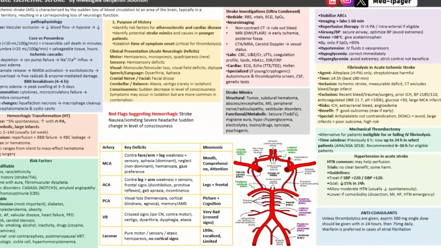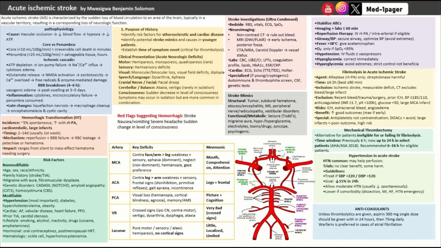So we have come to the end of this video, and we have covered a lot about acute ischemic stroke, and there's still a lot, but I've tried to cover most of the high yield points when it comes to stroke. So thank you very much.